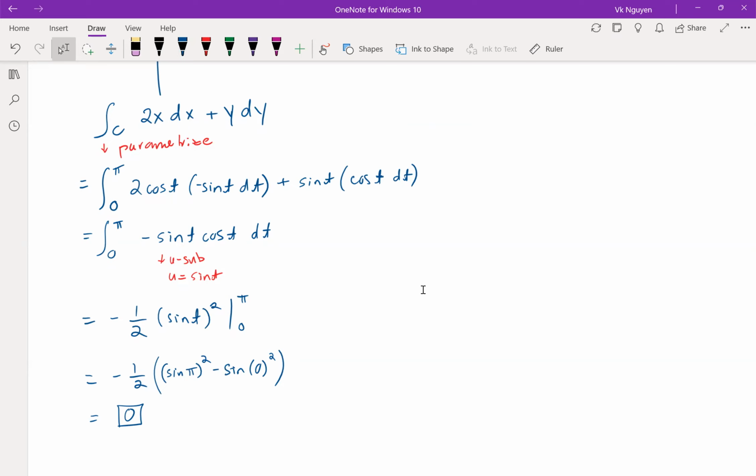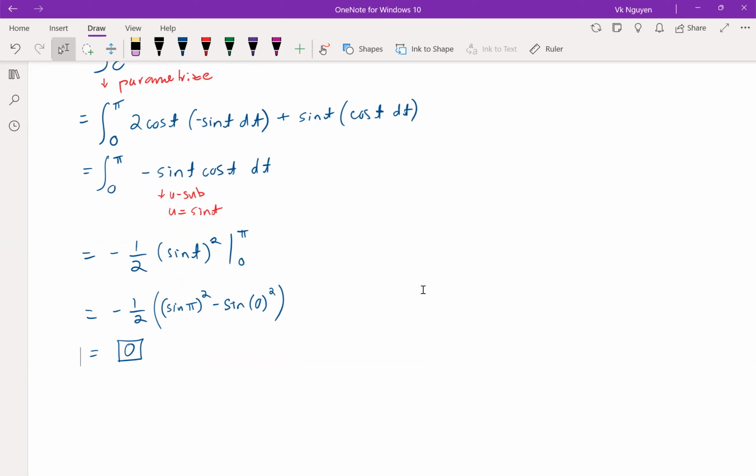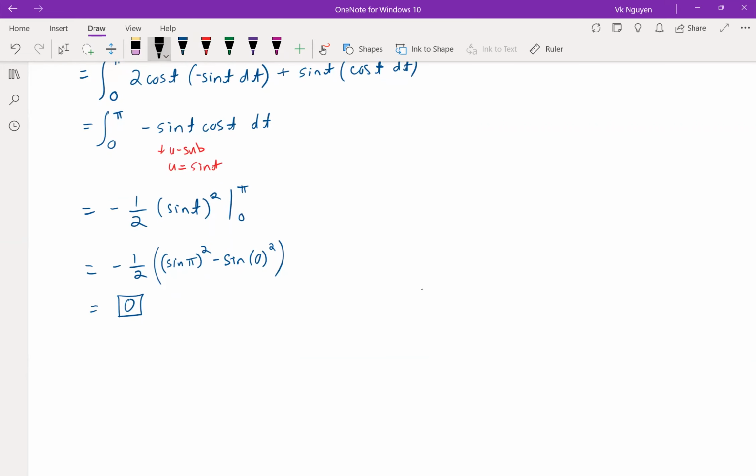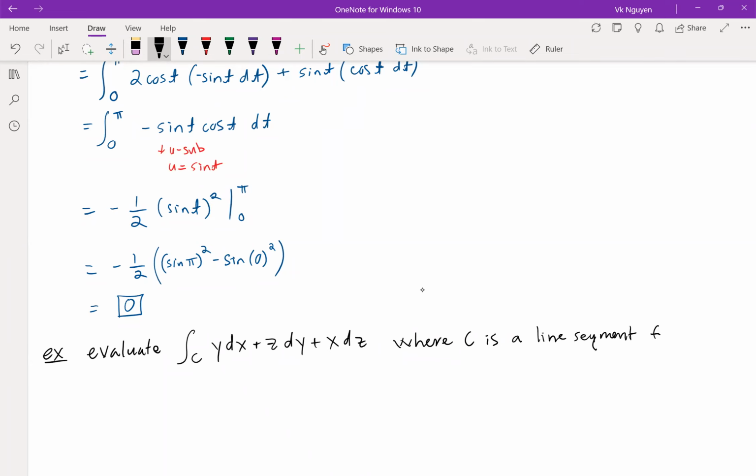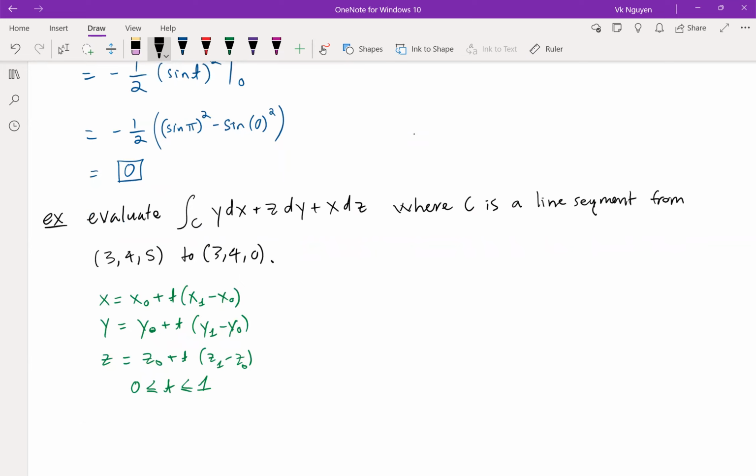Yeah, let's see if you guys are able to do this one here. We have about 4 minutes. You guys can do this. Try this out. It's not that bad. It should be very fast for this problem here. Evaluate the integral of y dx plus z dy plus x dz, where C is a line segment from one point to another, (3, 4, 5) to (3, 4, 0). The answer is -15. If you do this thing correctly, that means you are good.